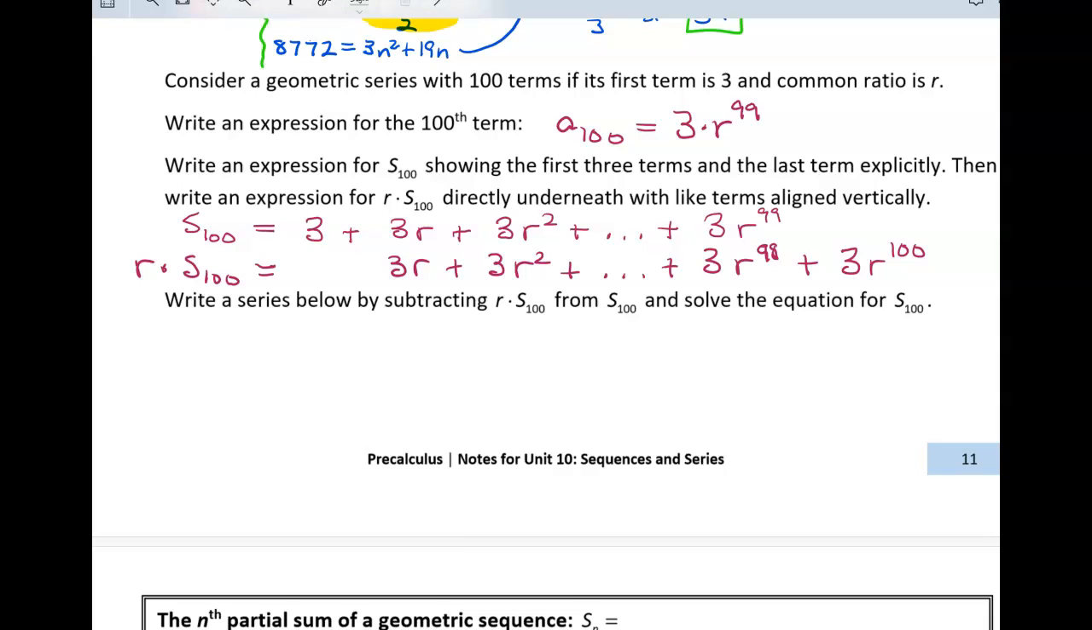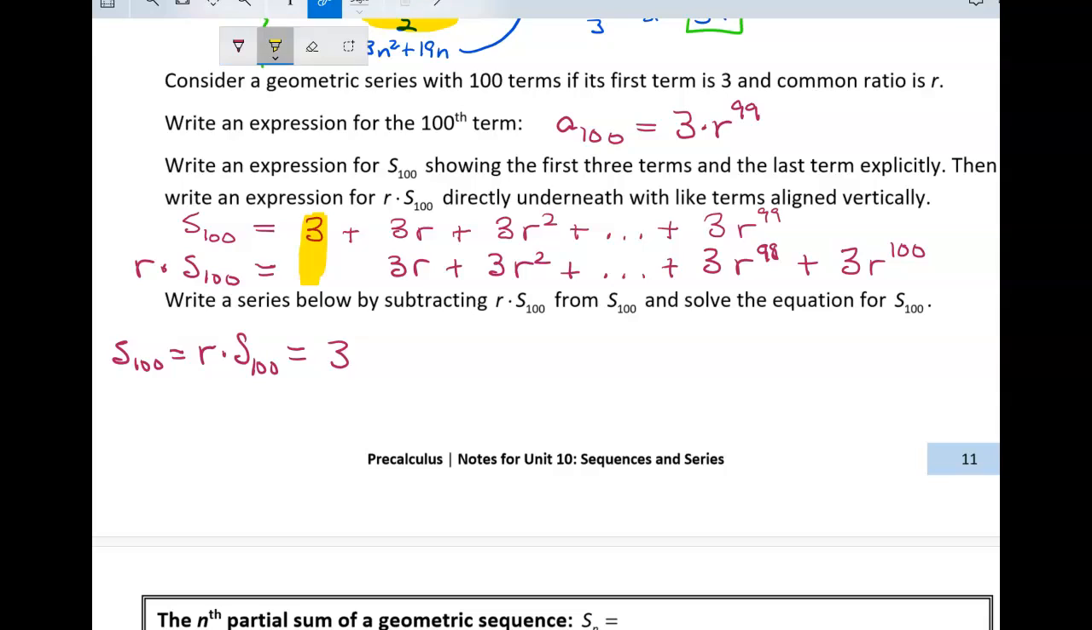Now I want you to notice that all the like terms again are aligned vertically. And what we're going to do on the next line is a subtraction. So we're going to take that top line, s sub 100, and subtract r times s sub 100 from it. So we're taking the top and subtracting the bottom. So 3 minus 0 is 3.